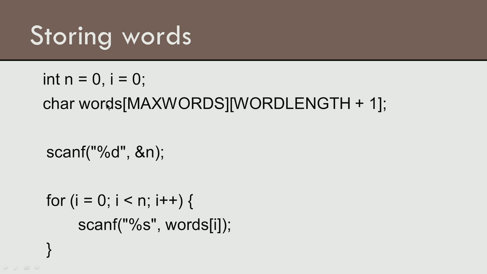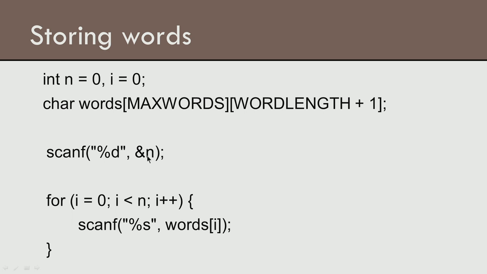So, first we create an array of words. It is a 2-dimensional array. The number of rows is max words, which is a constant as given in the input, and the length of the longest word is given, and we use one more location, and this is only to ensure that we will store the words as strings. We will use one more character position to store a null.